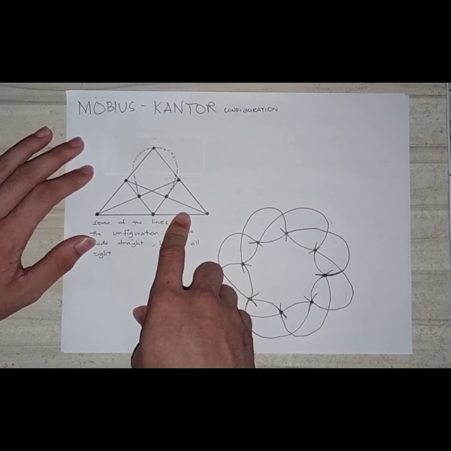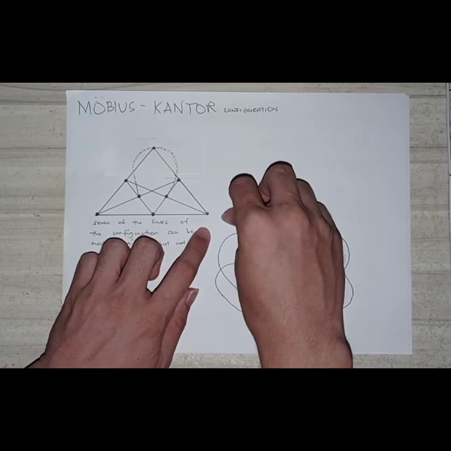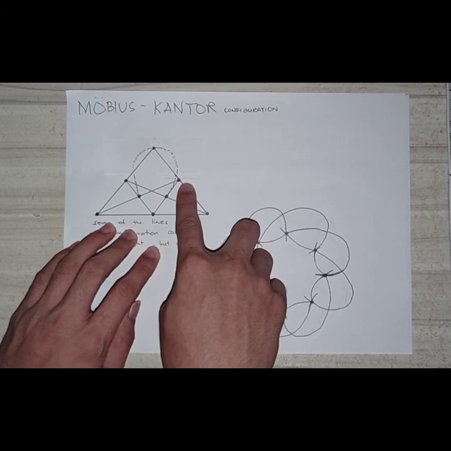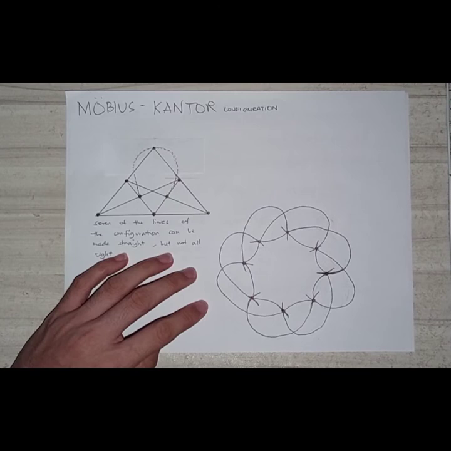Here we have this point that has 3 lines going through. This one also has 3 lines. And this one here also has 3 lines. This first one is the curved line and the 2 lines in here. So let's go to the other example.